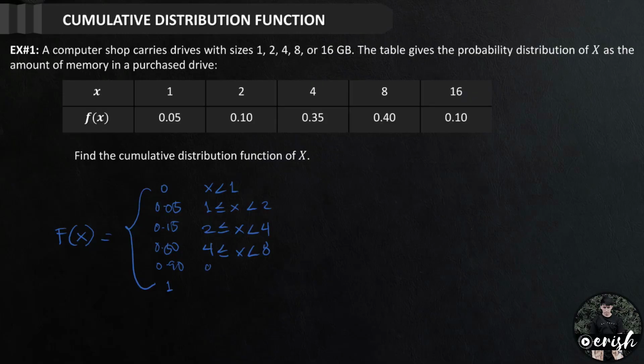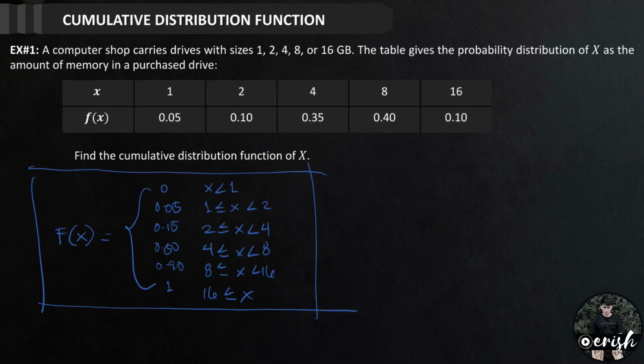0.9 natin is 8 less than or equal x less than 16. And yung 1 natin is 16 less than or equal x. So, ito yung ating cumulative distribution function for this experiment.